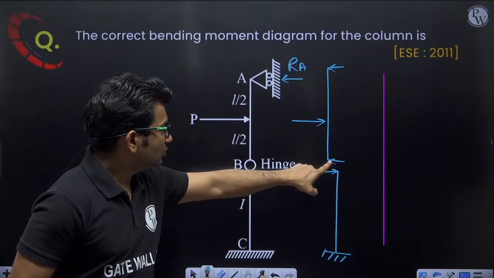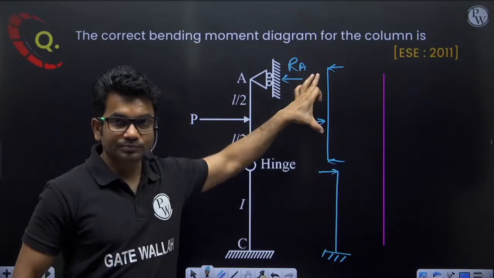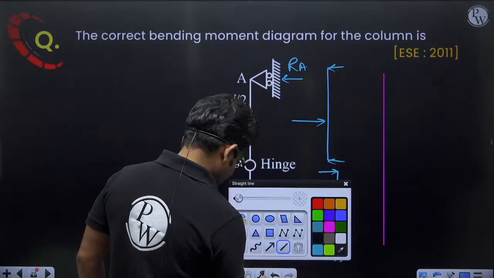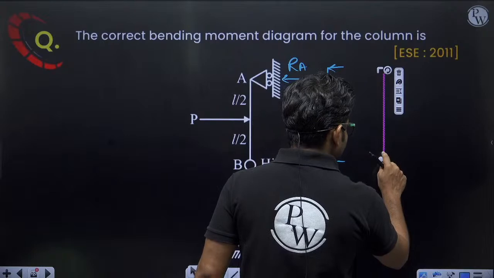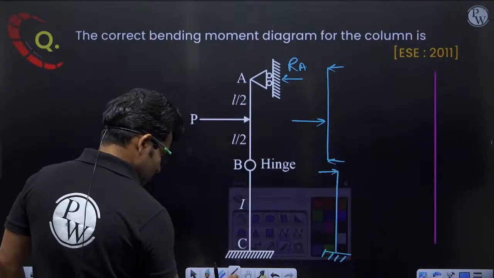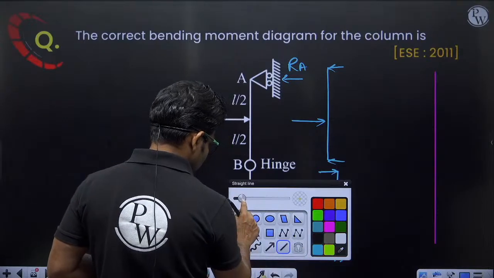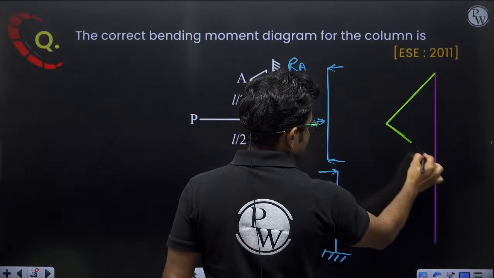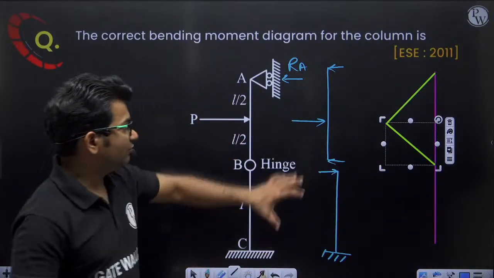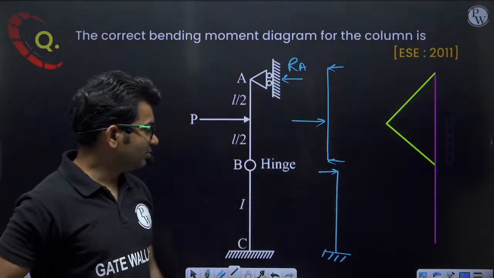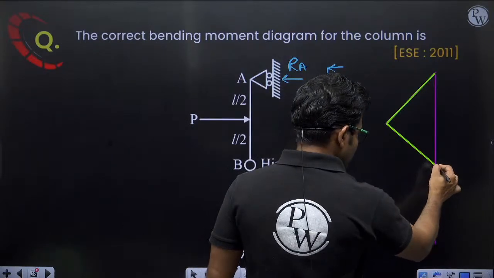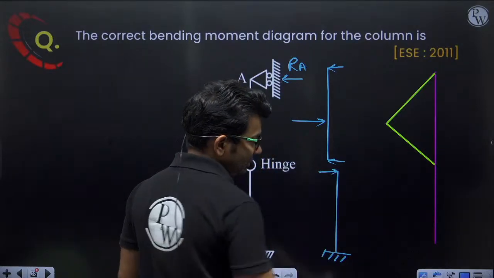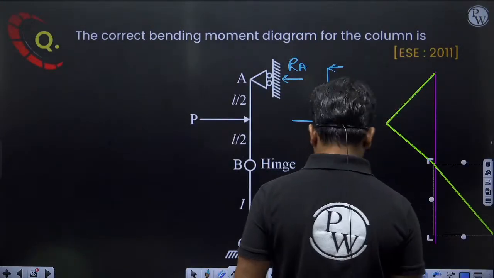Here bending moment will be 0 at this location, and in this part the bending moment will be just like a simply supported beam. So the bending moment diagram will be like this. This will be the bending moment diagram for this part, just like a simply supported beam. And here the bending moment diagram will be like a cantilever. This will be a linear straight line, so it will be like this, continuing like this.